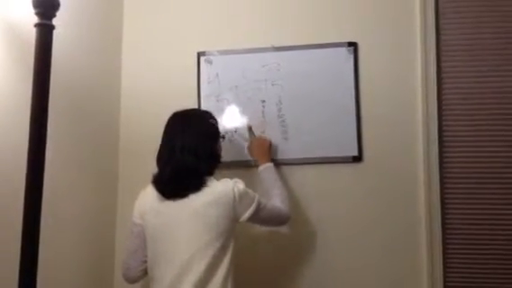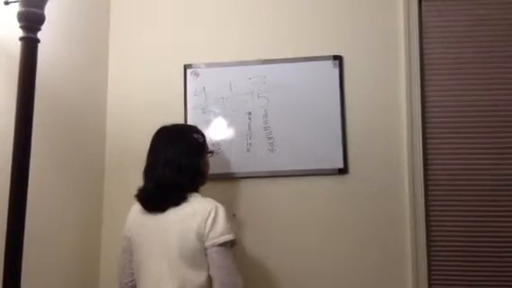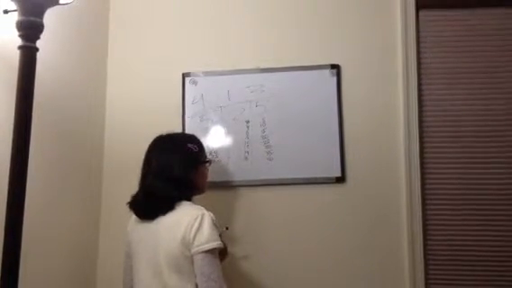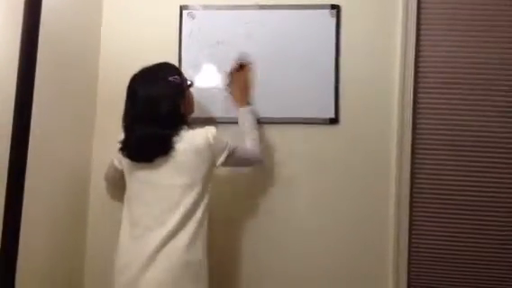2 times 30 is 60. 5 times 12 is 60. So now you have 60 as your main denominator.